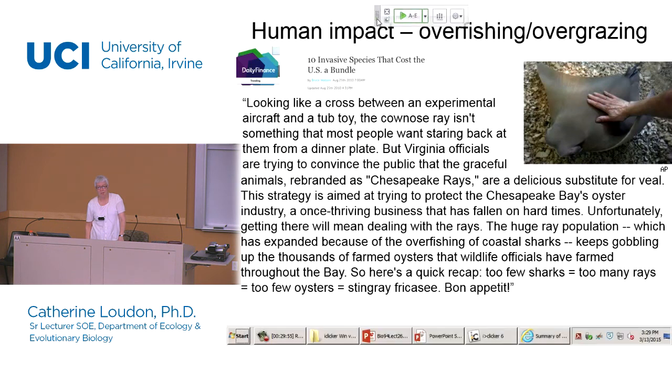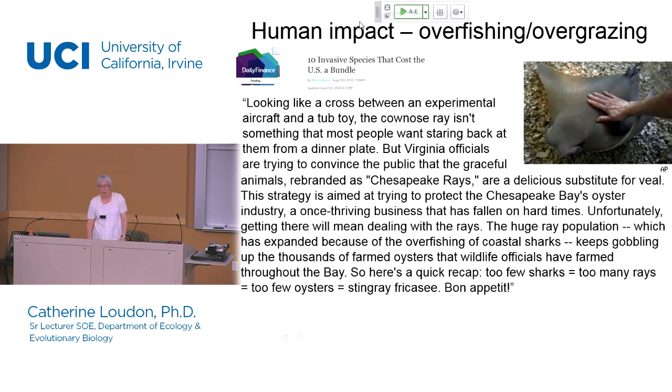So here we go. This example is of a critter called the cow-nose ray. This is an individual marine creature shown right here, and looks a little bit like a stingray. It's a close relative of a stingray. It's not apparently a type of stingray. I'll just go ahead and read the quote that I've lifted from this article. Looking like a cross between an experimental aircraft and a tub toy, the cow-nose ray isn't something that most people want staring back at them from a dinner plate.